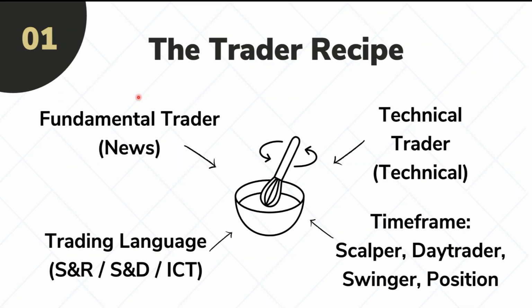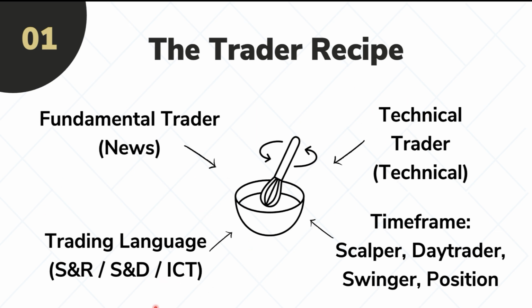So a fundamental trader focuses on the macroeconomic conditions, so mainly focuses on news, and a technical trader mainly focuses on technicals. You should be a bit of both. So put a little bit of both in a recipe and you should be good. Some traders are more towards fundamental and some are more towards technical, but you can be both.